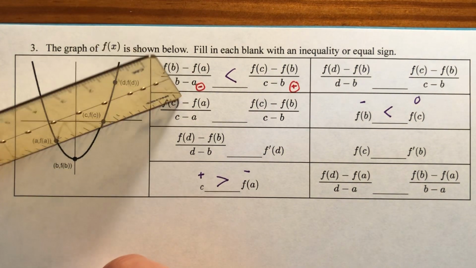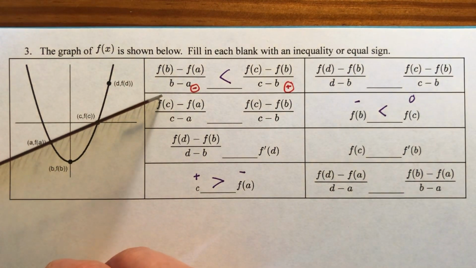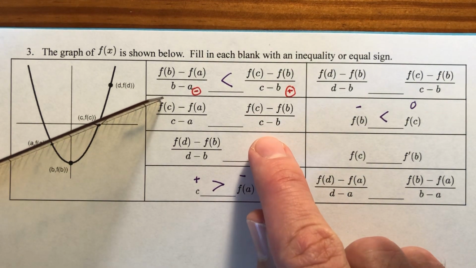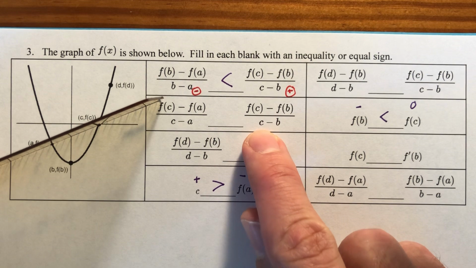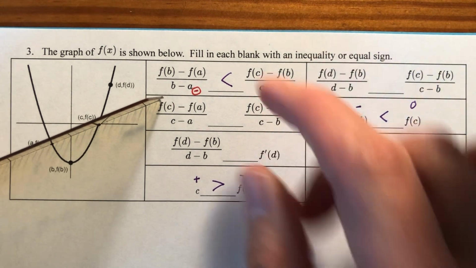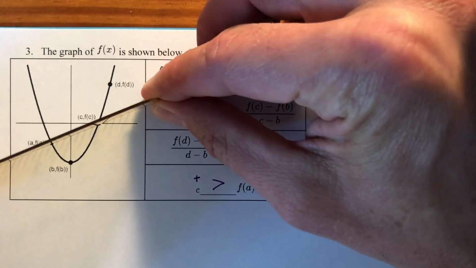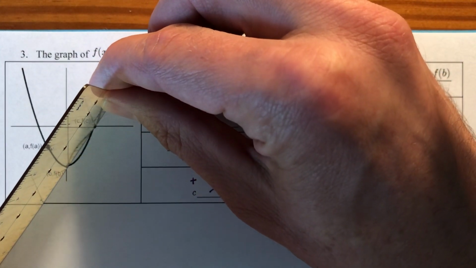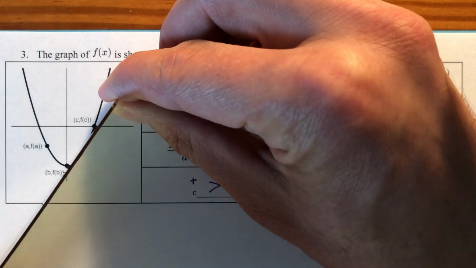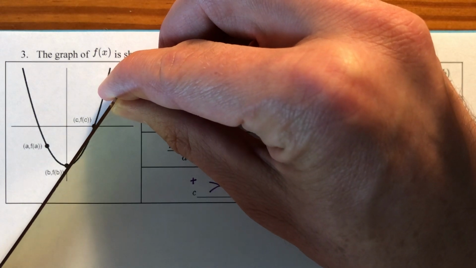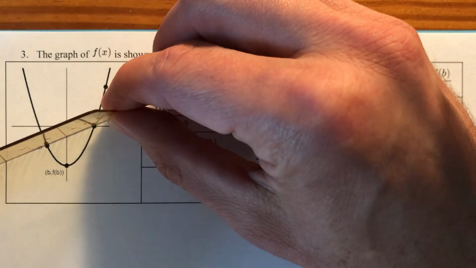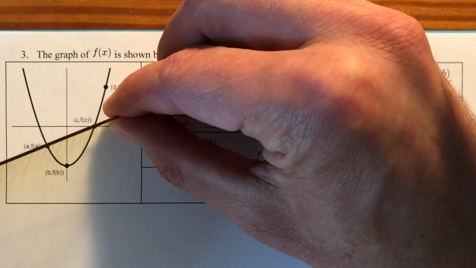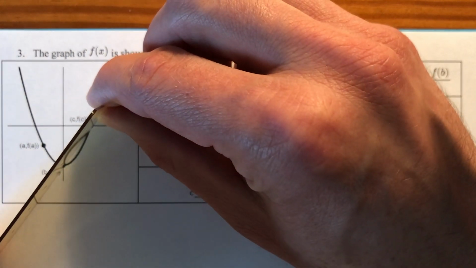Okay, let's keep moving. The slope between C and A is this. Just get a good visualization of what that slope is. And then the slope between C and B. Here's the slope between C and B. They're both positive, right? So putting the little plus sign isn't going to help me. But which slope is steeper? First option. Second option.